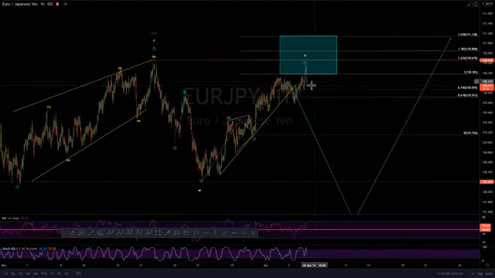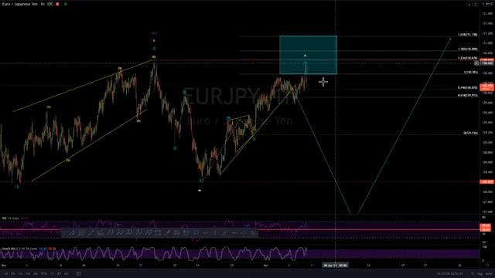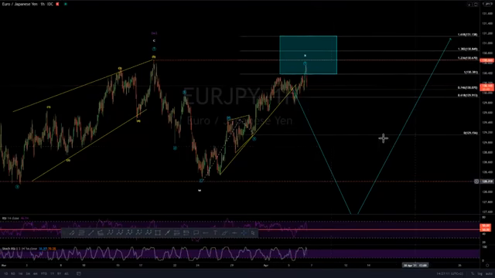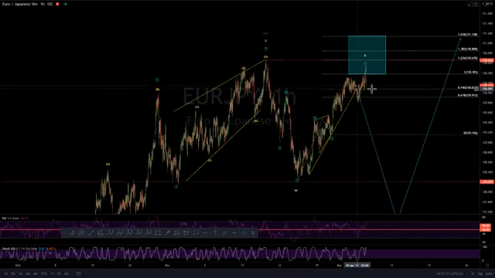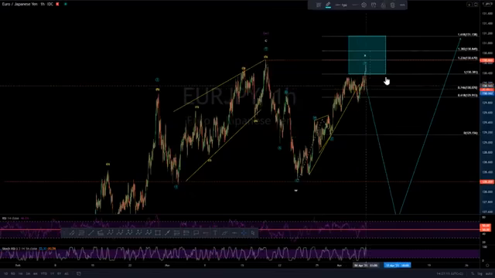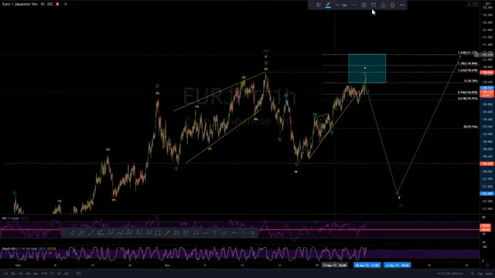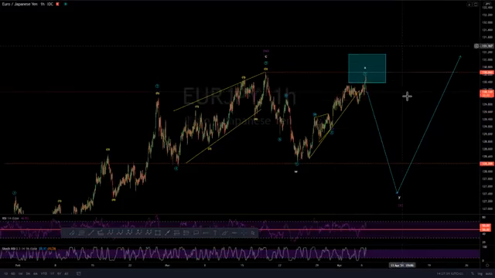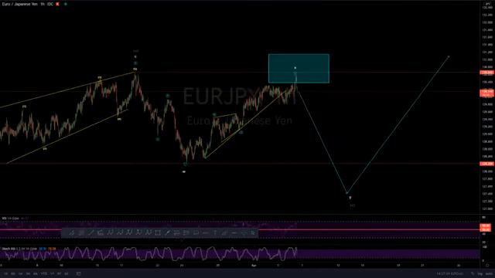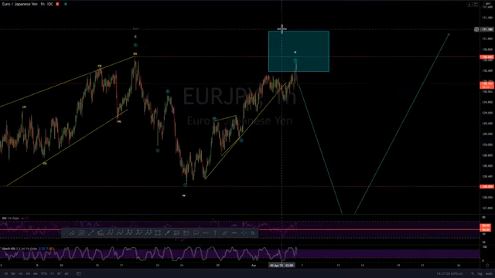So from here, we must start to get this move to the downside, to take that blue box. So we must start to get a move to the downside. We'll have to adjust that and update it. If you decide to take this trade, you know your stop loss needs to be outside this area here.